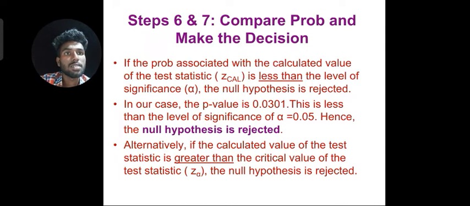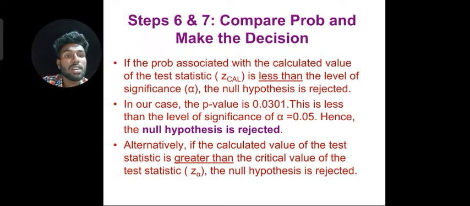Steps 6 and 7. Compare probability and make the decision. If the probability associated with the calculated value of the test statistic Zcal is less than the level of significance, the null hypothesis is rejected. In our case, the p-value is 0.0301, which is less than the level of significance alpha equals 0.05. Hence, the null hypothesis is rejected.